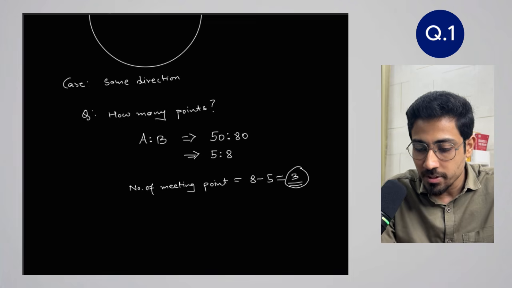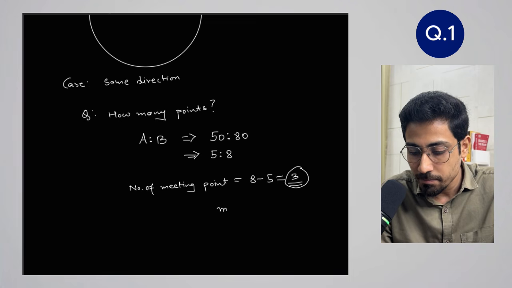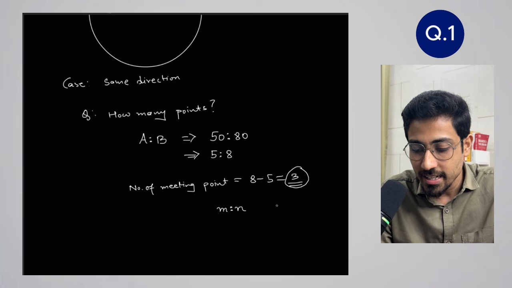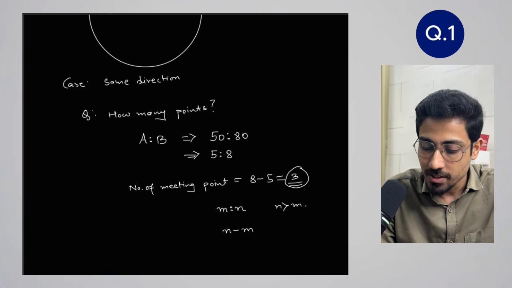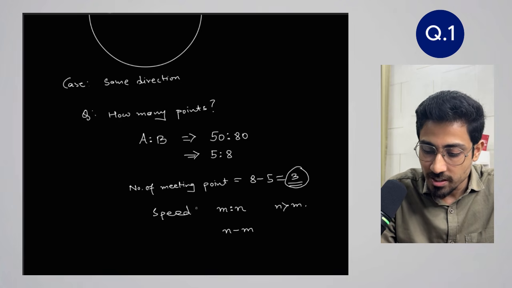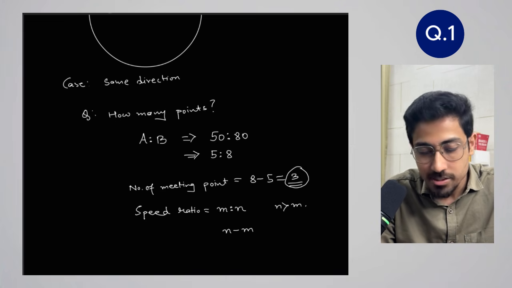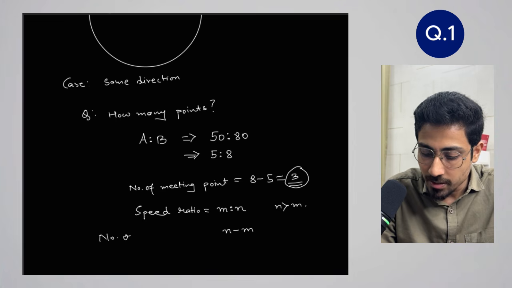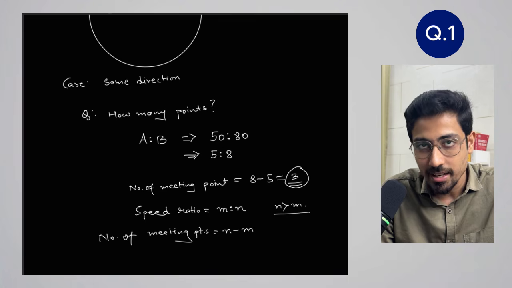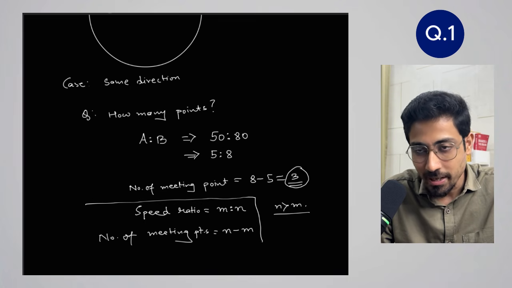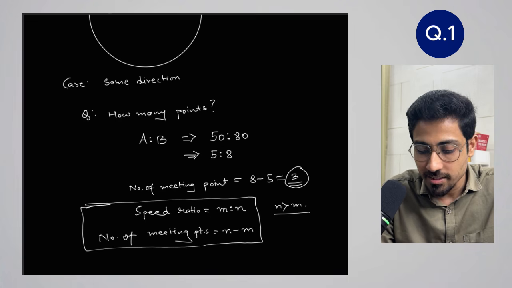So if the simplest ratio of the speed is m is to n, and n is greater than m, suppose, then my number of meeting points will be n minus m. If the speed ratio is m is to n, then the number of meeting points will be n minus m, provided n is greater than m. Otherwise it will be m minus n. Please write this down in your copy.